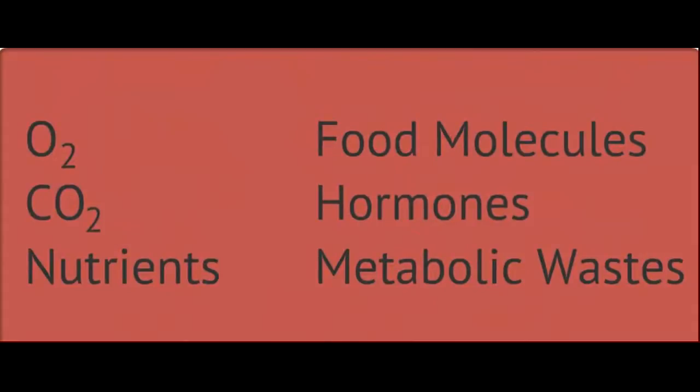This video will serve as an introduction to the circulatory system. Circulatory systems are the way which organisms distribute materials throughout their bodies. These materials include oxygen gas, carbon dioxide, nutrients, food molecules, hormones, and metabolic wastes.